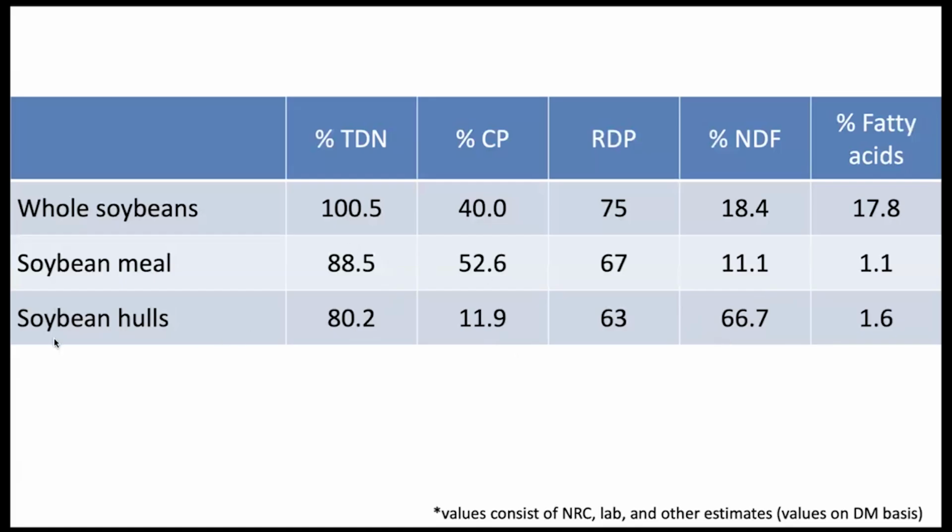This is what we've fed the most of over the years, soybean hulls. Like I said, we're starting to feed more soybean meal. We typically won't feed any whole soybeans unless it's a crop that didn't produce very well, and so there's not a lot of value for them. Then we'll feed some whole soybeans at that time.